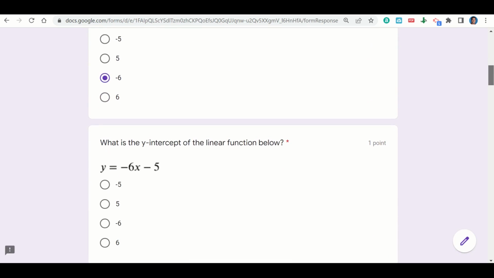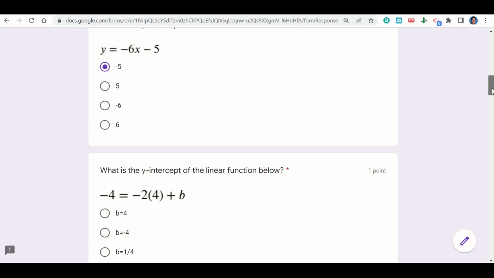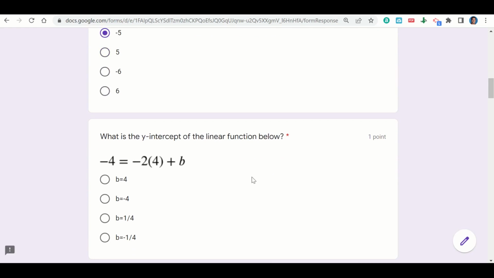It says, what is the y-intercept of the function below? Well, we can see that it's the lonely one. Why am I alone? So it's the lonely one, which is -5. And then you're going to continue to answer each of these questions. So we'll do one more.